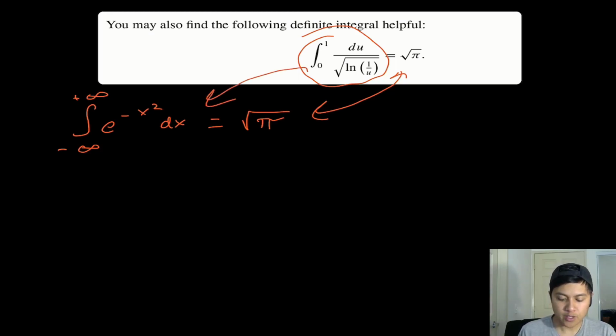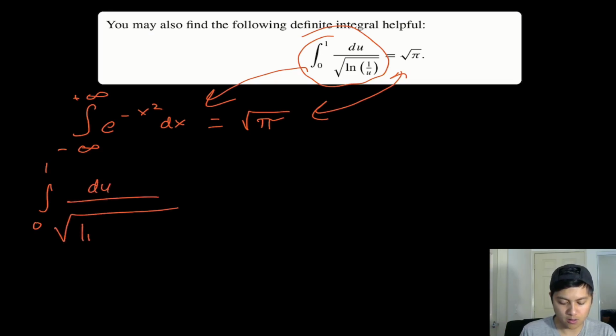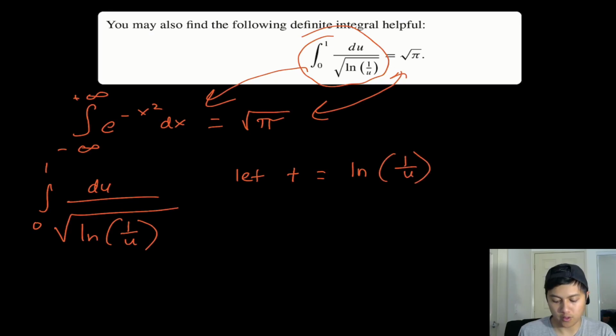So to start, let's just go ahead and start with the integral given. So 0 to 1 du over square root of log 1 divided by u. And the first thing that we want to do here is make a substitution. We're going to let a new variable t equal the thing underneath the square root, log of 1 over u.